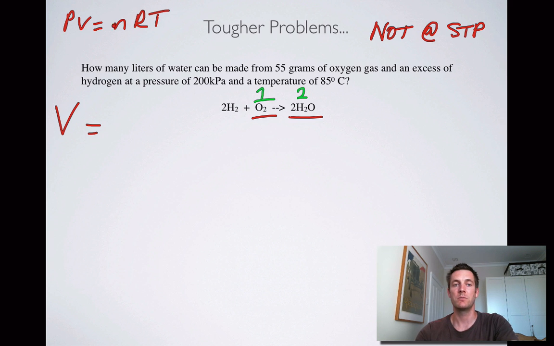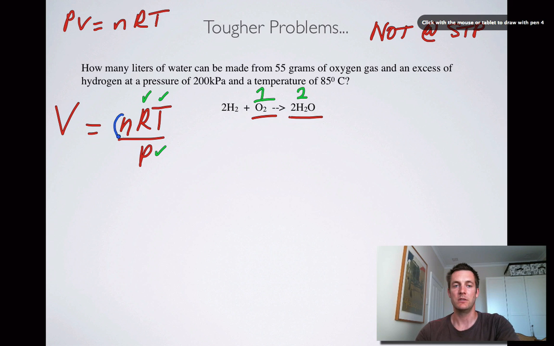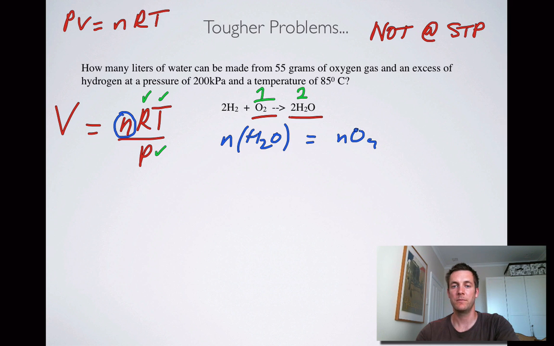Now if we take that formula and rearrange it so that we've got V as the subject, we've got to divide both sides by P, and we end up with nRT over P. We know all these things because this one's on the data sheet, this one we're given, and this one we're given, and this one here is related to the oxygen, and we're told about the oxygen. So let's write an expression for the number of moles of water and say how it's related to the number of moles of oxygen. This one's bigger than that one, so the number of moles of water is bigger than the number of moles of oxygen, and it's twice as large. So we multiply the number of moles of oxygen by 2 to get the number of moles of water.